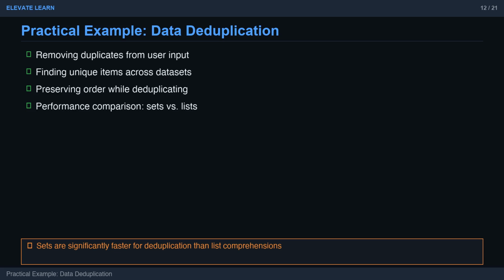Performance matters in production. Checking membership in sets is O(1), average case, while checking in lists is O(n). For a million-item list, this difference is substantial. Understanding these performance characteristics helps you choose the right data structure. Set-based deduplication appears everywhere. Cleaning user data, removing duplicate API responses, and processing log files. This practical knowledge directly impacts real application performance.